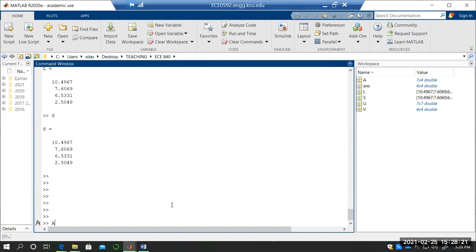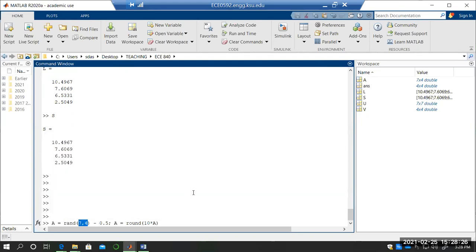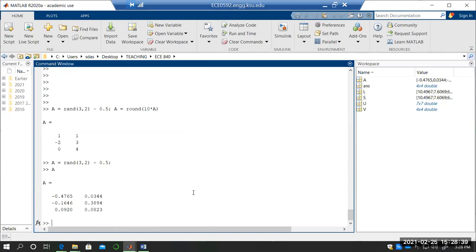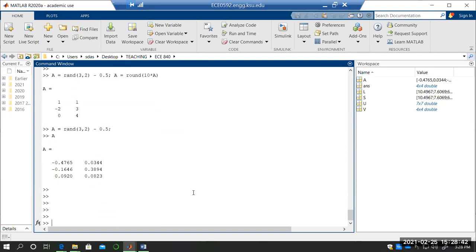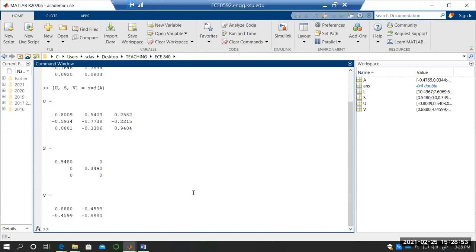So now let me confine myself to a smaller matrix. Let's say size 3 by 2. This is A. Okay, actually, maybe I don't do this rounding off. This is my A. And now let me do the SVD. So I get U, S, V. So X, I take any X.